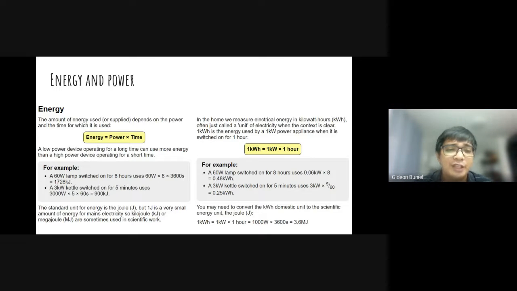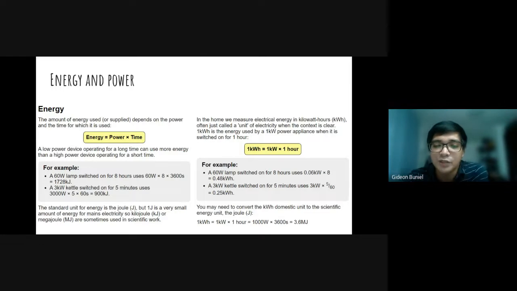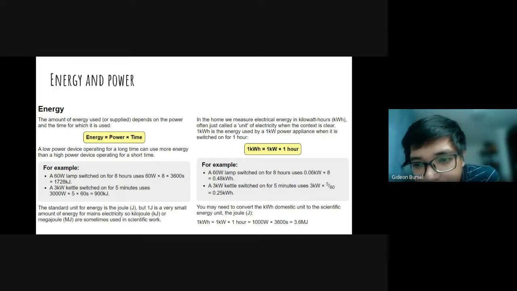The standard unit for energy is the joule, but 1 joule is a very small amount of energy for mains electricity. So kilojoule or megajoule are sometimes used in scientific work. In the home, we measure electrical energy in kilowatt hours. That's why in our electric bills, the amount of kilowatt hours we use for the entire month is indicated. Often just called a unit of electricity when the context is clear. 1 kilowatt hour is the energy used by a 1 kilowatt appliance when it is switched on for 1 hour.